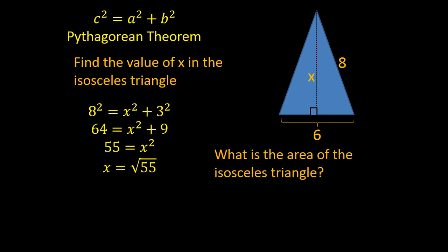What if we wanted to know the area of the isosceles triangle? Well, now we have to remember an area formula for a triangle, which is that the area is 1/2 times the base times the height. And the height is that x that we just found. So the area is 1/2 times 6 times the square root of 55, or 3 times the square root of 55 square units.